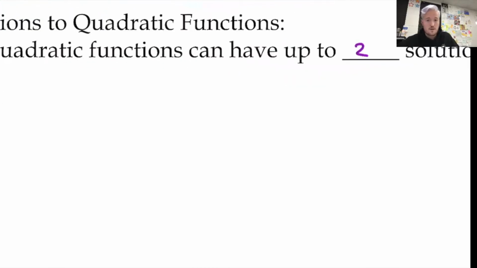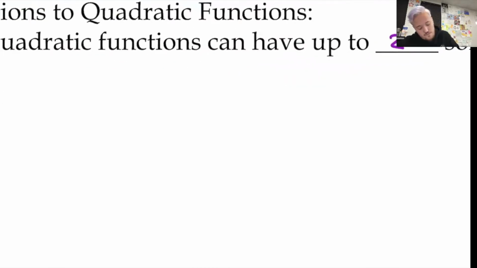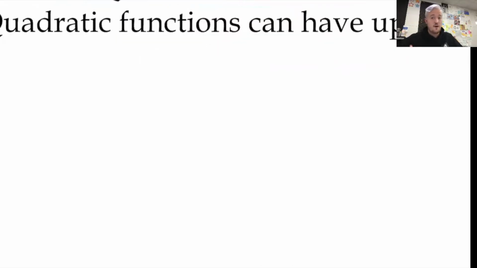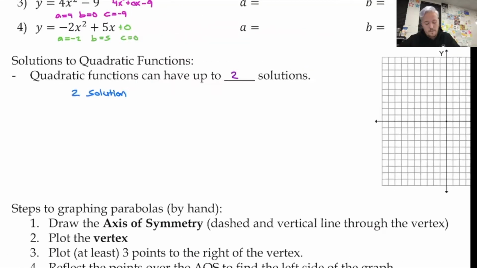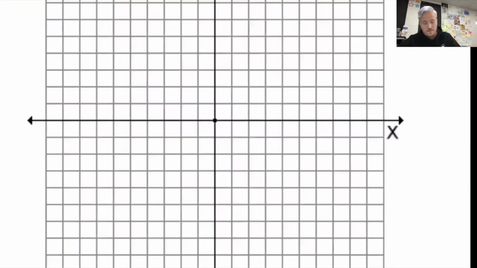All right, so I'm going to color code this here. Because we can have up to two solutions, I'll do the first one in blue. So two solutions is going to be if it crosses the x-axis twice. It could face up, it could face down. It just means it crosses it twice at some point. So for example, I'll say this.